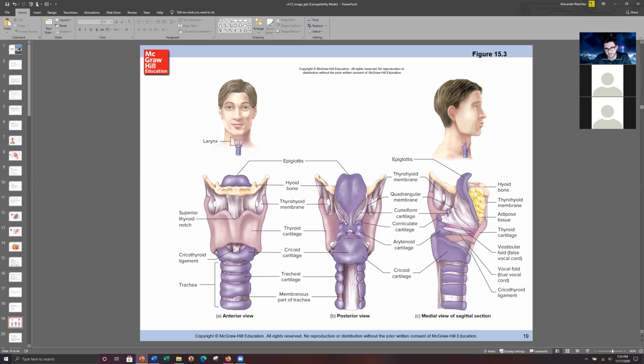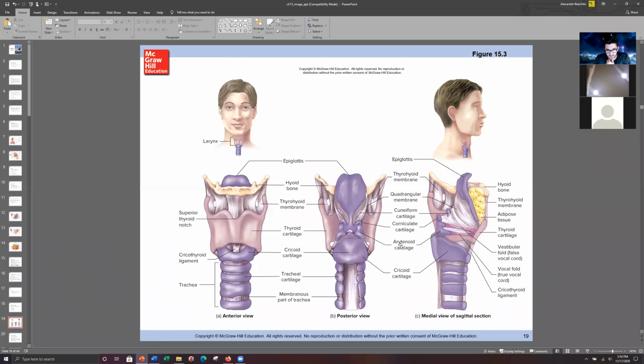Then in the posterior view, we can see a really good view of our epiglottis that's kind of in this position. It's closing off the trachea there. So we've got our thyrohyoid membrane just there as well. But then now we get to see some more of the paired cartilages that are occurring inside of the trachea right here. So we have our quadrangular membrane, the cuneiform cartilage, along with the corniculate and arytenoid cartilage.